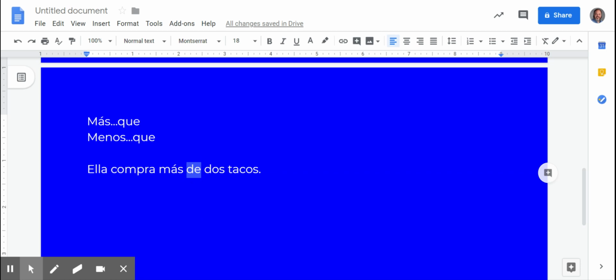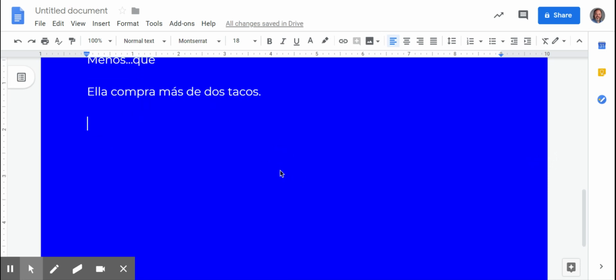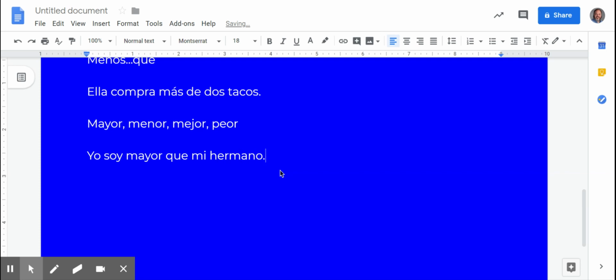Okay, and that's one thing. And then the other thing you need to remember is there are 4 irregulars that you have to be aware of. Okay, there is mayor, menor, mejor, and peor. Mayor is older, menor is younger, mejor is better, peor is worse. So if you want to say, yo soy mayor que mi hermano. I am older than my brother. Okay. Yo tengo una hermana menor. I have a younger sister. Okay, I can use menor for that.